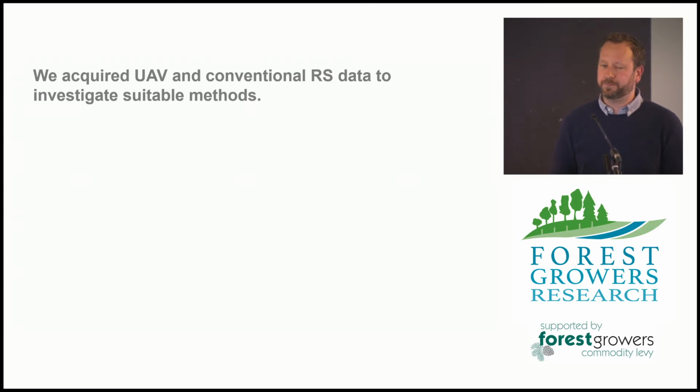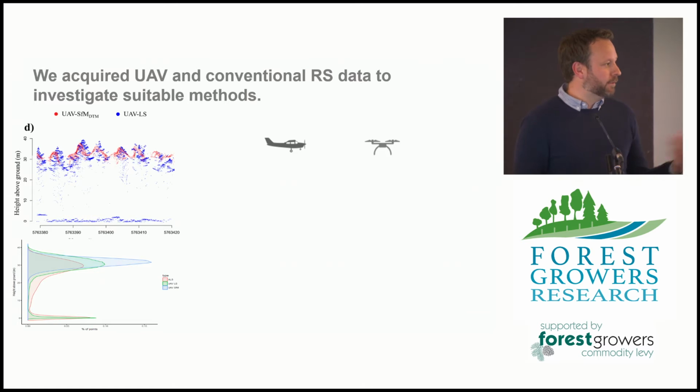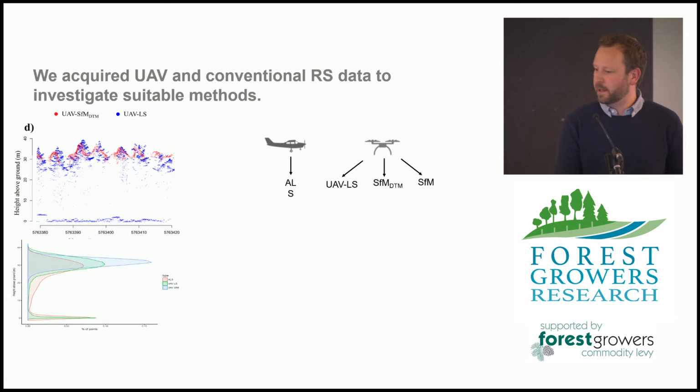To go along with that, we acquired some remote sensing data. So we acquired UAV and conventional remote sensing data for this woodlot. When I talk about conventional, I'm talking about manned aircraft. Of course, the UAV is what we're interested in, but the conventional plane data gives us this gold standard of data that we can understand fairly well.